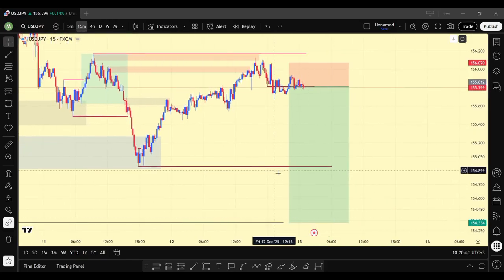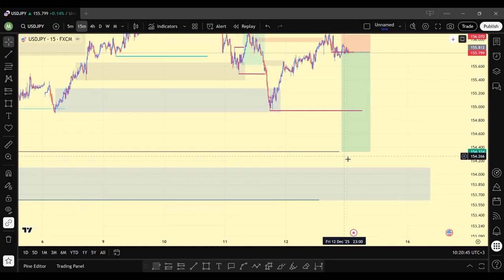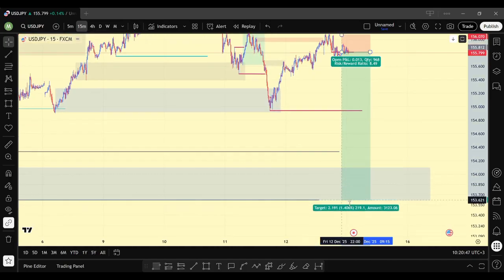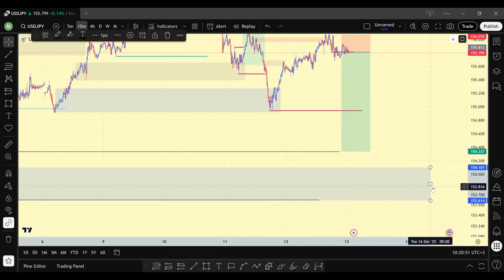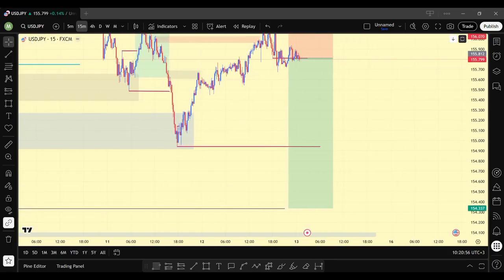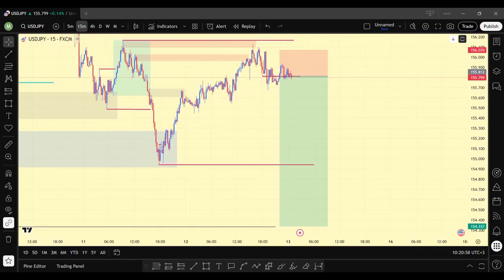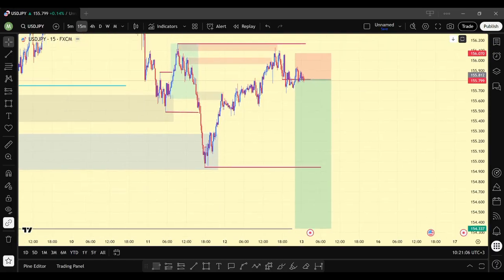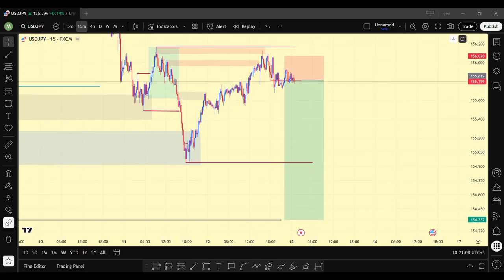The TP1, of course, this low, the TP2, this low. And of course, if you're greedy enough, you can extend this all the way here. But I don't recommend it, because price can actually react from here, and that will make your position stay long without hitting TP. Okay, so this here is the entry.